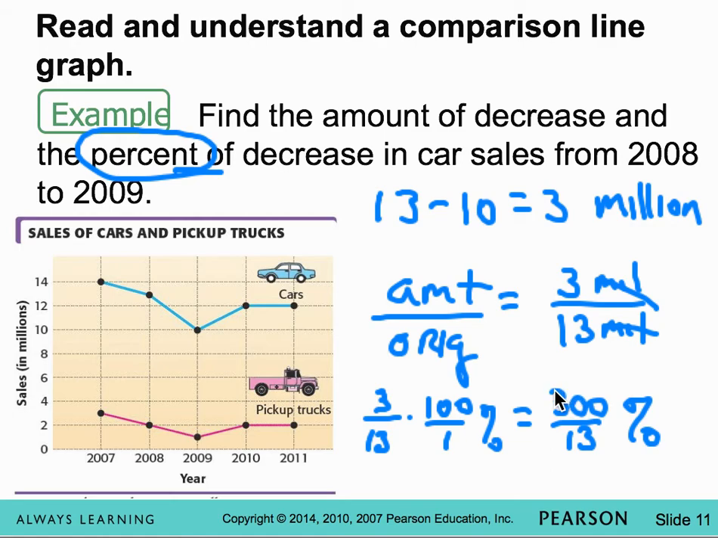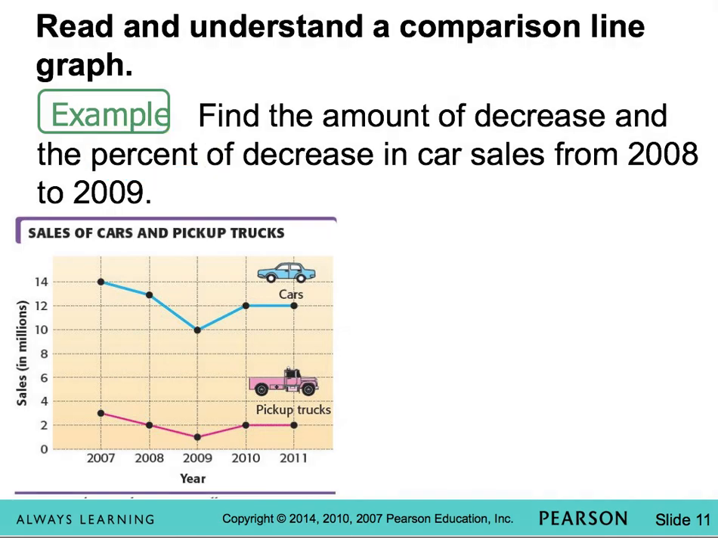If I want to change that to a decimal, I could. Pay attention to the instructions on your homework. If it says decimal rounded to the nearest tenth, or leave as a fraction. Okay, so that's chapter 9. Let me know if you have any questions.